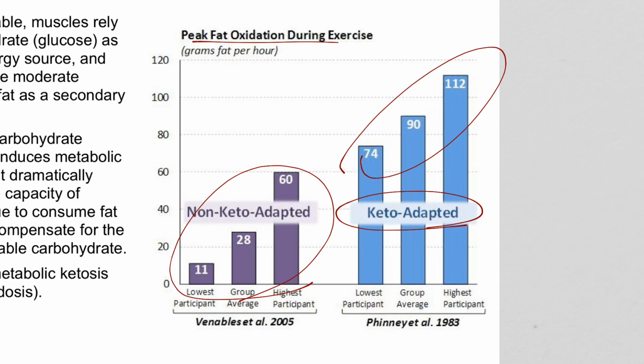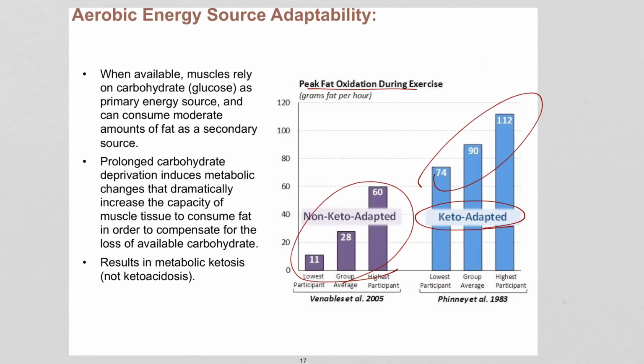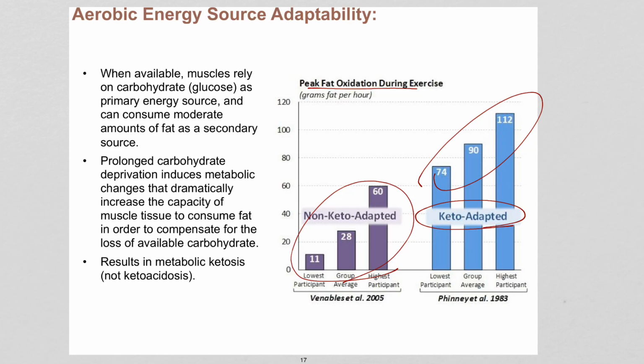The muscle still contracts, but the mitochondria in those muscles can adapt to become specialized at being very good at going through glycolysis and using glucose, or very good at going through beta oxidation and using fats. And either is possible, but it takes time to adapt from one to the other.